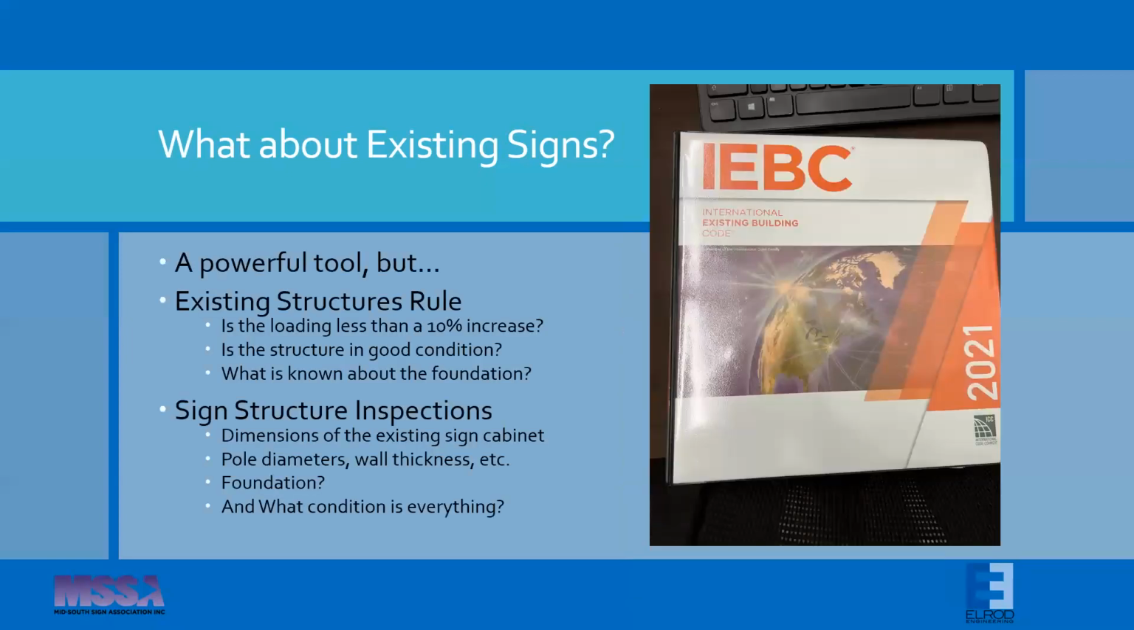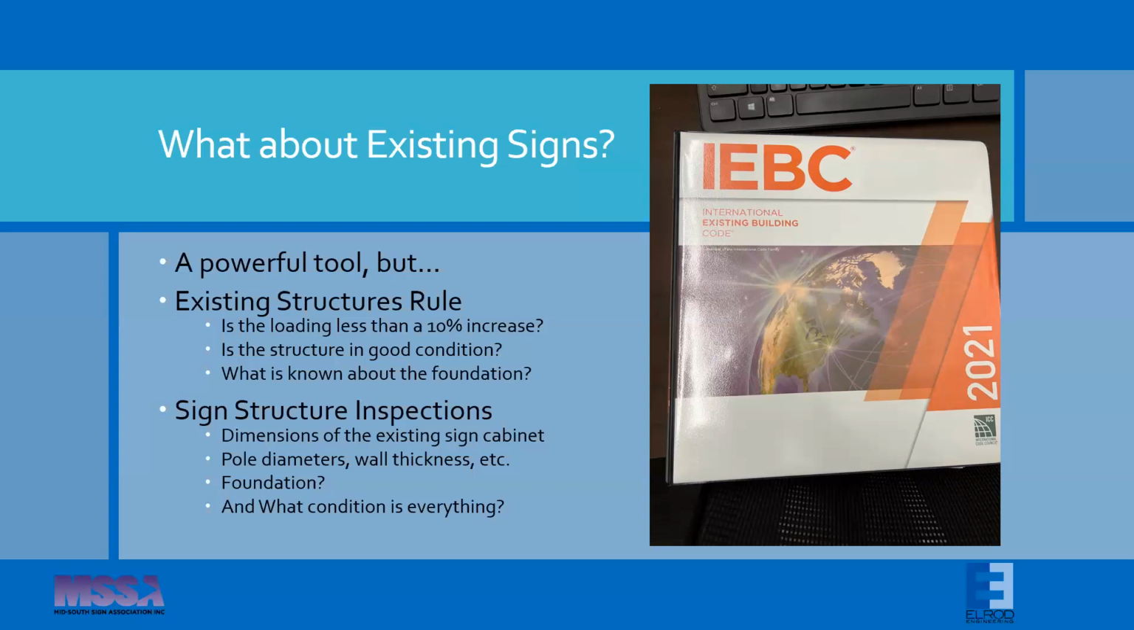We'll talk about this a little bit more in the following sections of the webinar. But a few things to keep in mind is that the International Building Code does have a section relating to the reuse of existing buildings. So reusing existing sign structures. It's a very powerful tool, but there are limitations to it. One of the most obvious is that you cannot increase the loading more than 10%.